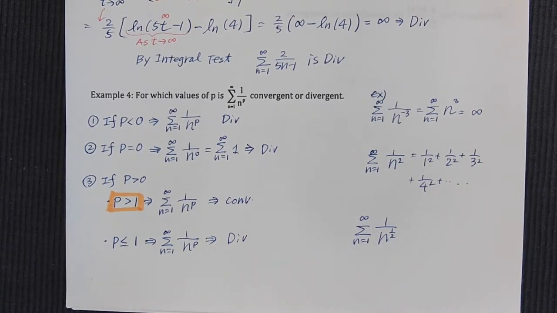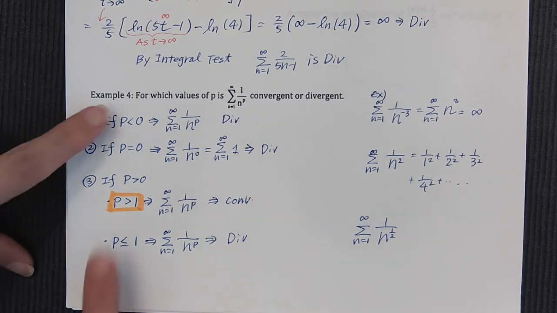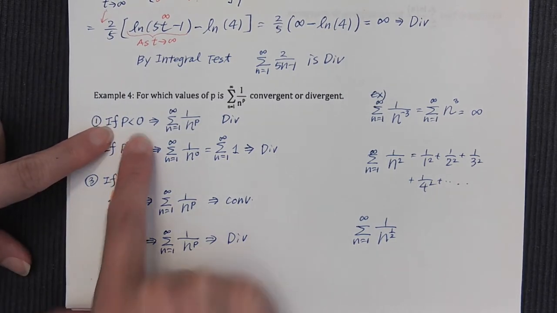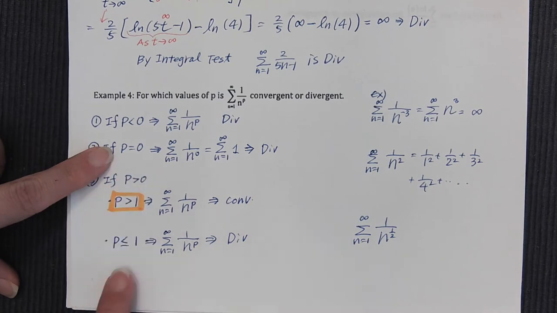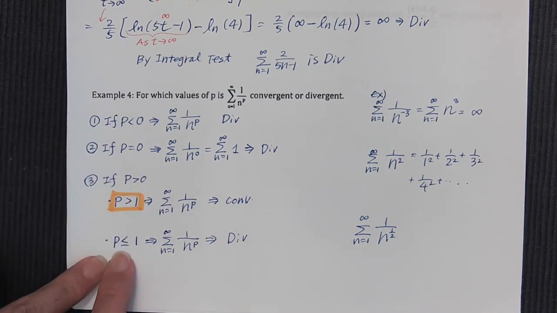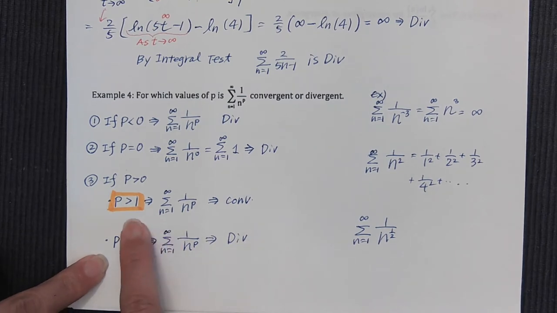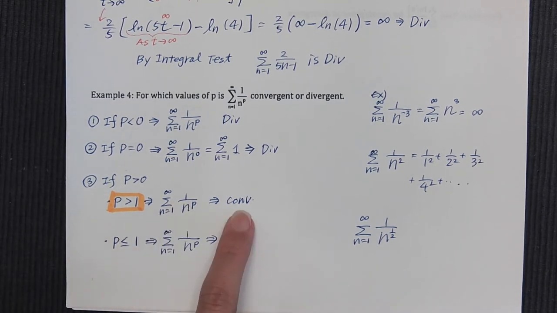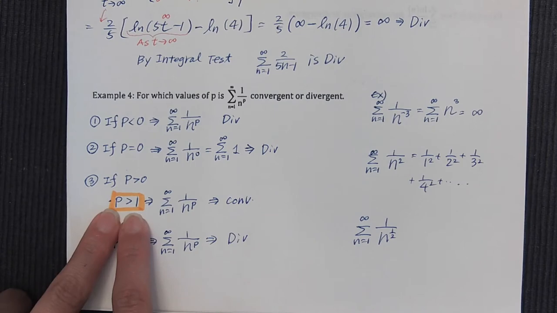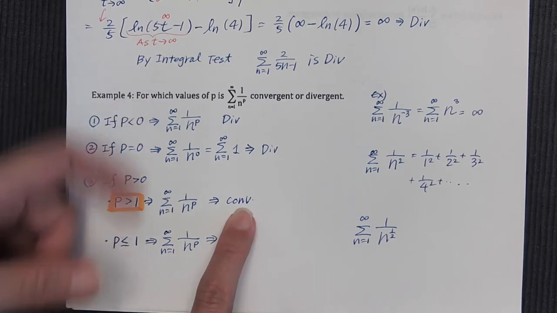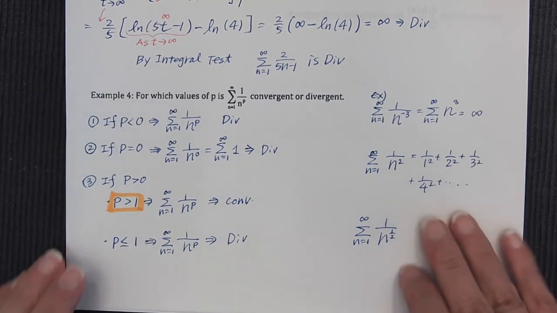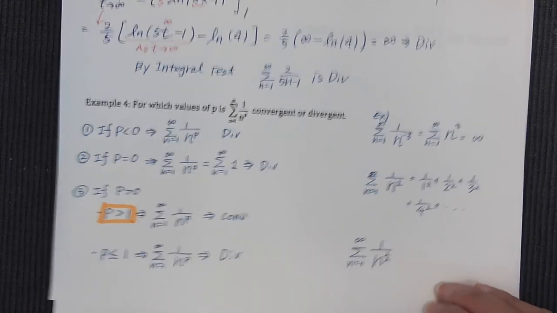Then now, here are the conclusions. You see, if P is less than zero, P is equal to zero, P is less than or equal to zero, everything is divergent. As long as P is bigger than one, it's a convergent. So P bigger than 1 is convergent, but everything else is divergent. Okay, so here is the rule. The next one is most important.